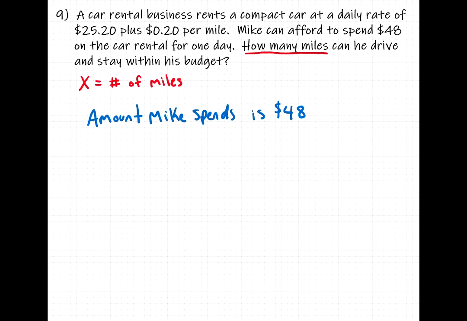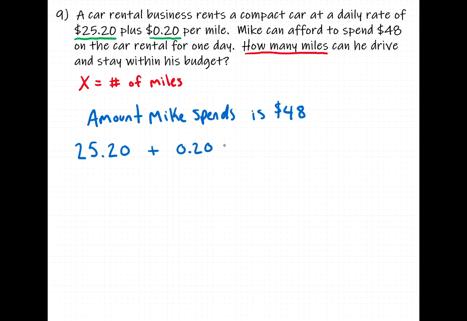Well, we're told that he's got to spend $25.20. That's the flat fee. Plus, he's spending an additional 20 cents per mile, 20 cents for every mile. So the amount he spends is going to be $25.20 plus, so we even have the word plus in the problem, $25.20 plus 20 cents, so 0.20 per mile times the number of miles.